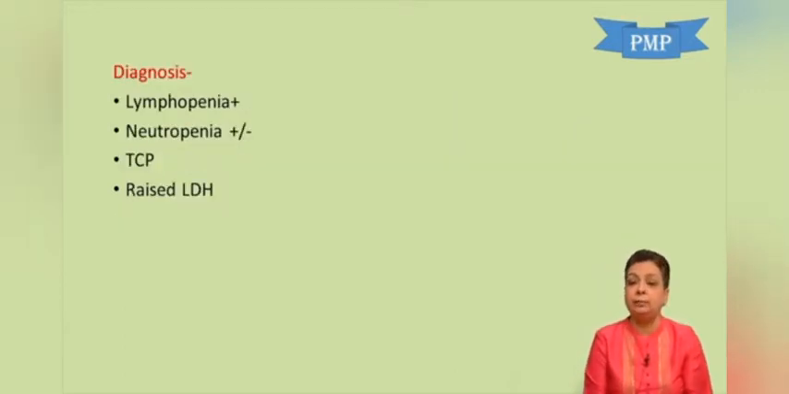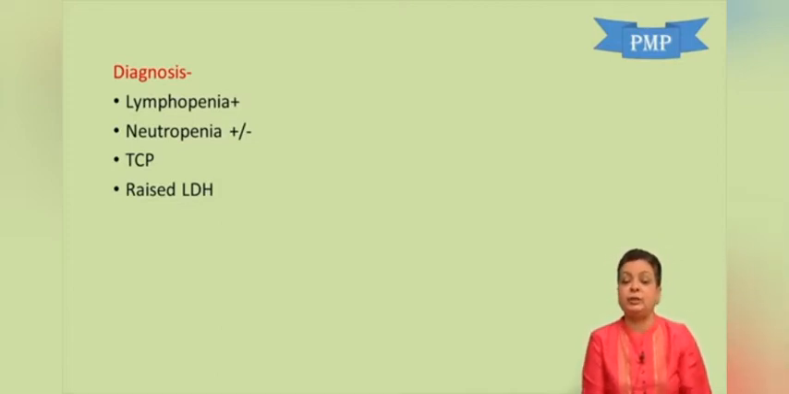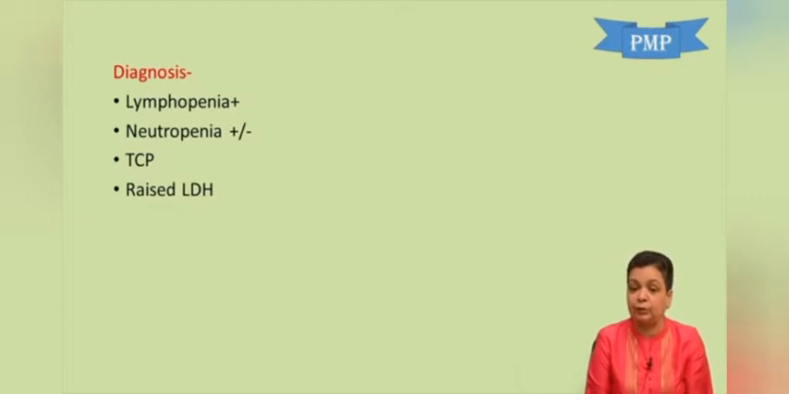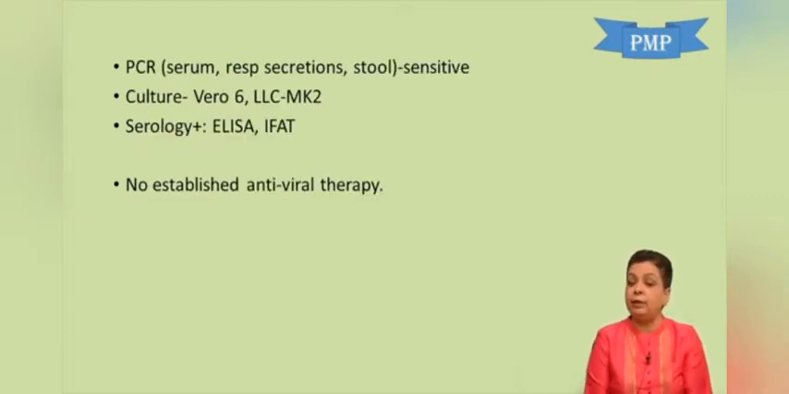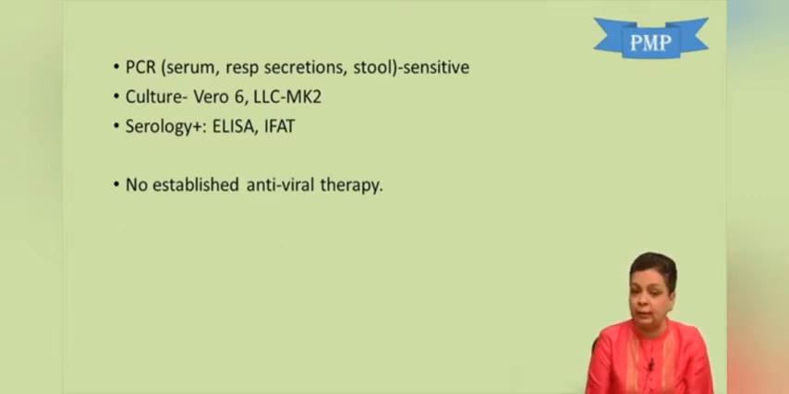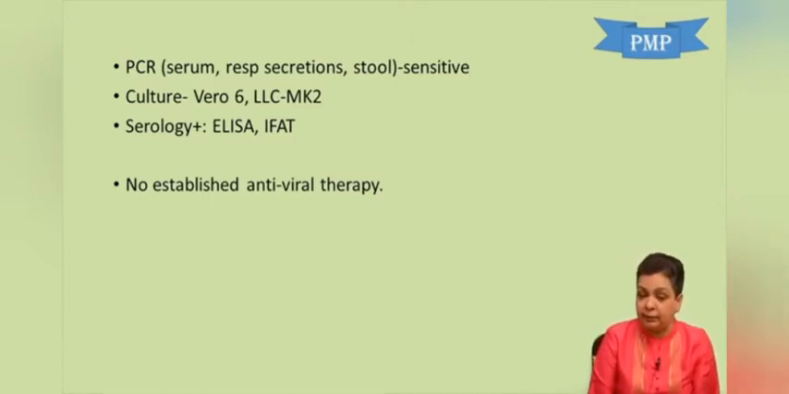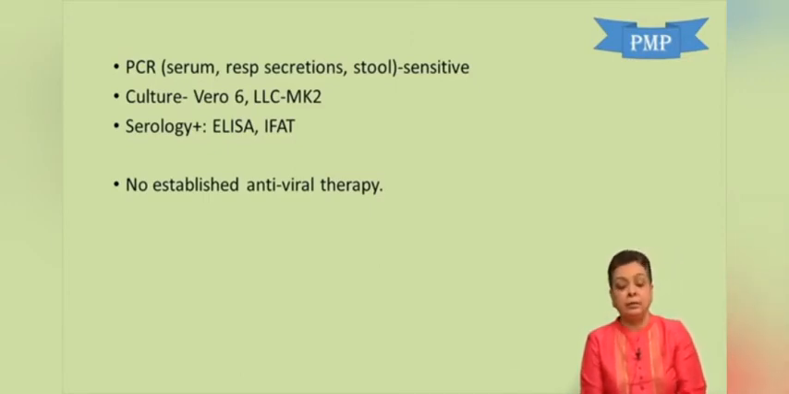Diagnosis: lymphopenia, neutropenia, thrombocytopenia, raised LDH. Apart from that, specific diagnosis can be done by taking serum or respiratory secretions or stool specimens. We can do PCR, we can culture it on monkey kidney cell lines or Vero cell lines, and serology can be used to detect antibodies in the serum. No established antiviral therapy is there yet, and vaccine is under development.